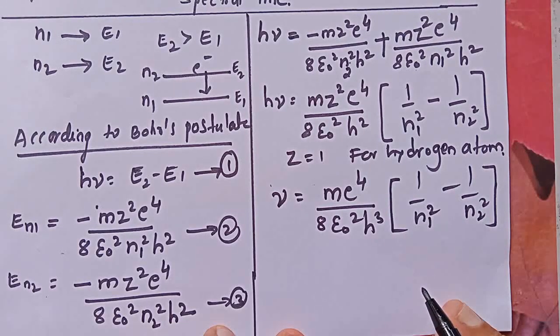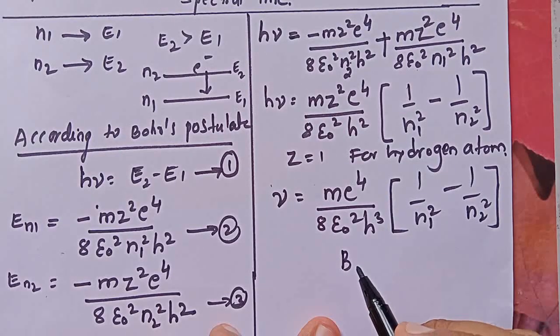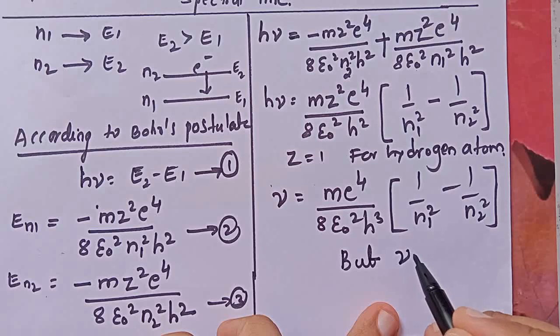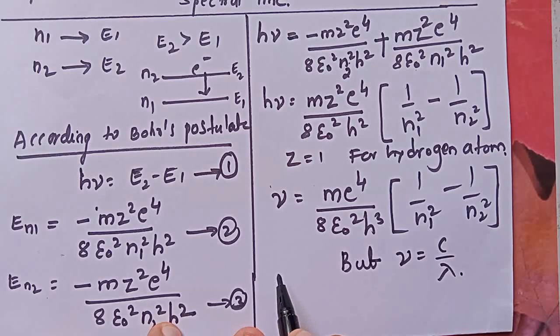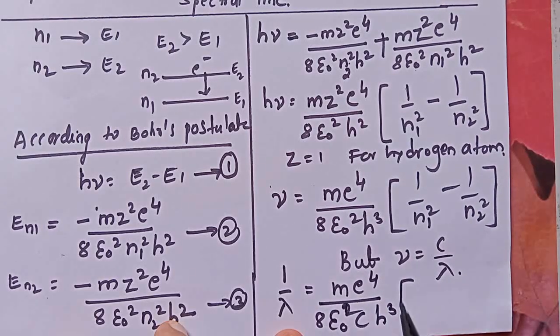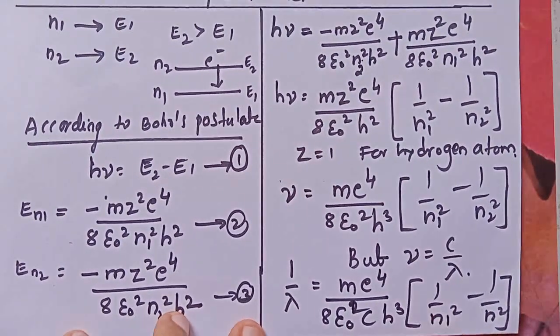And also you know the relation between the frequency and wavelength. In terms of the velocity of light, nu is equal to c divided by lambda. Let us put this value here. So therefore nu is equal to c by lambda. I will keep 1 by lambda here, and again I will take c to the right hand side, so it comes to the denominator: m e raised to 4 divided by 8 epsilon naught square c into h cube, times 1 divided by n1 square minus 1 divided by n2 square. So this expression we have got now in terms of wavelength.